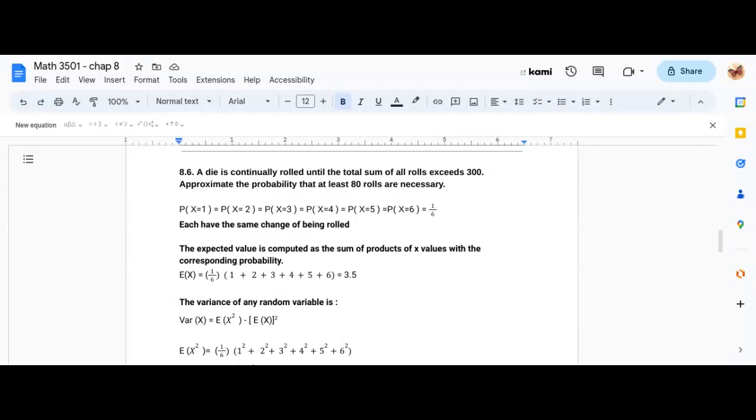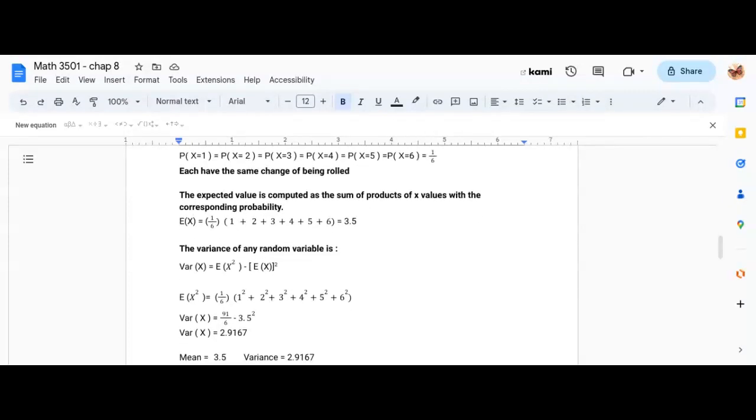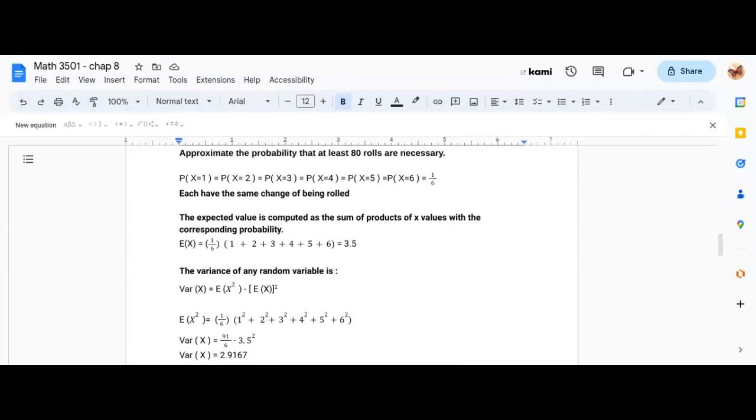Okay, so I did 8.6. A die is continuously rolled until the total sum of all rolls exceeds 300. Approximate the probability that at least 80 rolls are necessary. So the probability that X equals 1 equals the probability that X equals 2, and so on. Each has a probability of 1 over 6 because they each have an equal chance of being rolled on a die.